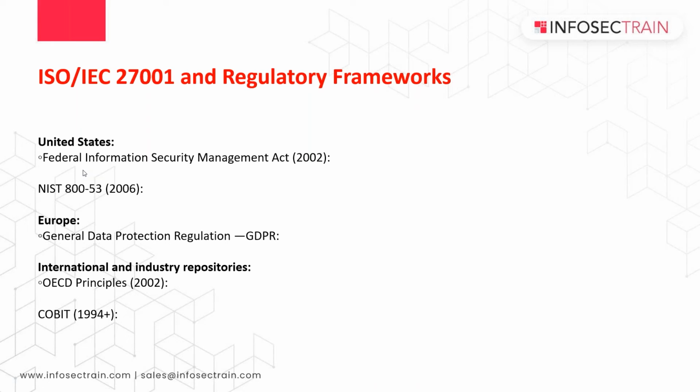Then we have the NIST framework, the 800-53 series, which was developed in the year 2006. The full form of NIST is National Institute of Standards and Technology, which again provides guidance to secure information systems. Like the federal government has chosen certain controls, similarly NIST has also specified certain controls which talk about information security. This has been issued by the US Department of Commerce.